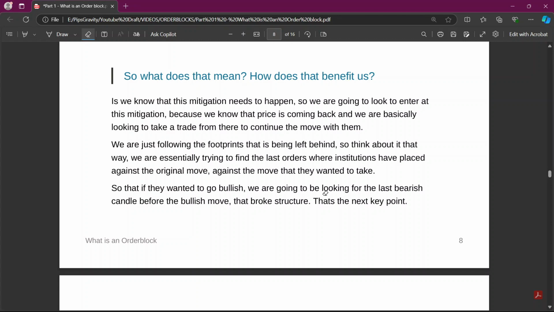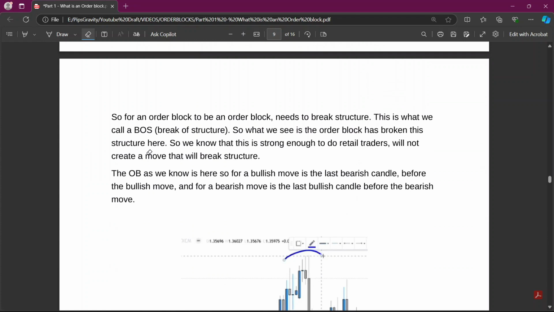So that if they wanted to go bullish, we are going to be looking for the last bearish candle before the bullish move that broke structure, and that's the next point, which is an order block. So for an order block to be an order block, it needs break of structure. This is what we call BOS. Some people say BOS, but I just call it break of structure. So what we see, the order block has broken structure.